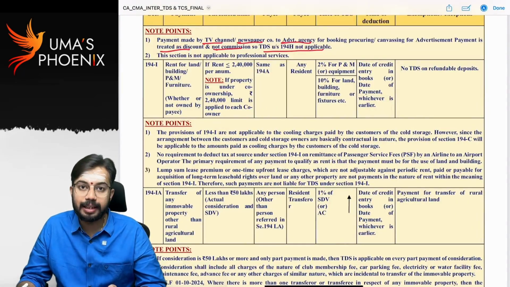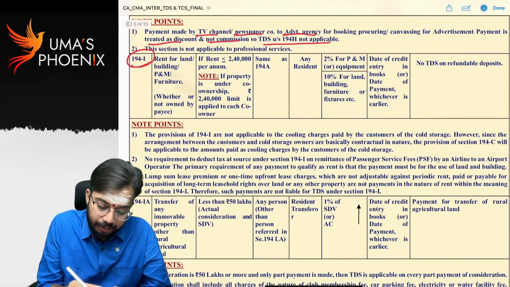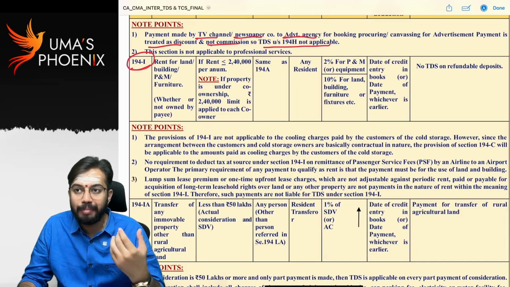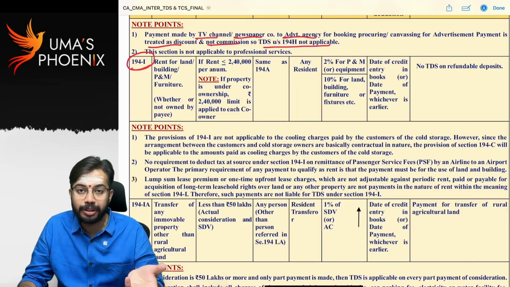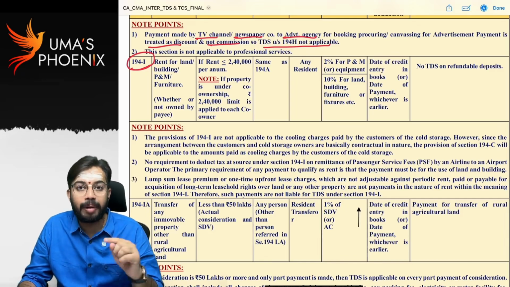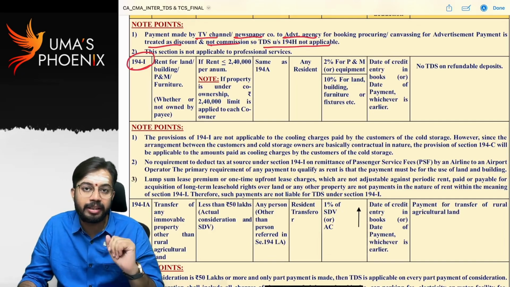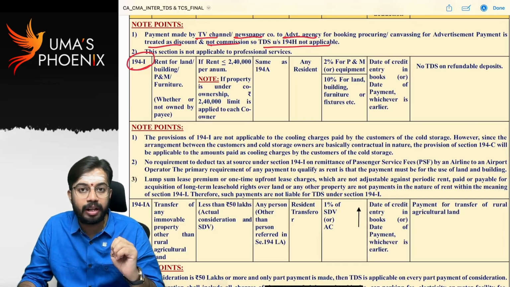Now let us discuss section 194I. Section 194I gets attracted whenever rent is paid. Rent can be paid for land, building, furniture, plant and machinery, or equipment. Many people think that only if rent is paid for a building or house property, 194I gets attracted. No, that's not correct. Even when paying rent for plant and machinery, furniture or equipment, TDS is required to be deducted under section 194I.